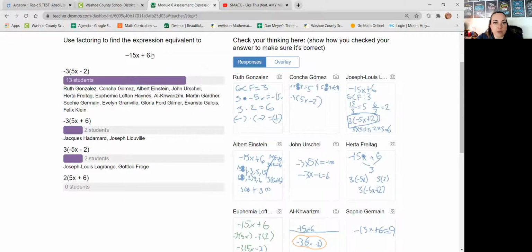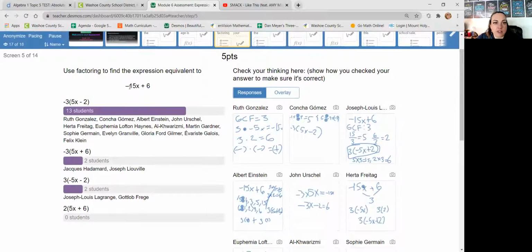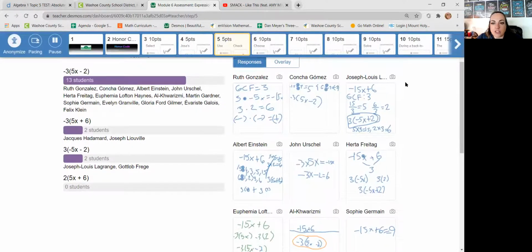This one we needed to work backwards and factor. We're looking to factor -15x plus 6. No one should have gotten this incorrect, because if you redistributed your answer once you chose it, you would have been able to see if you got back to -15x plus 6 or not. It shows to check your thinking.